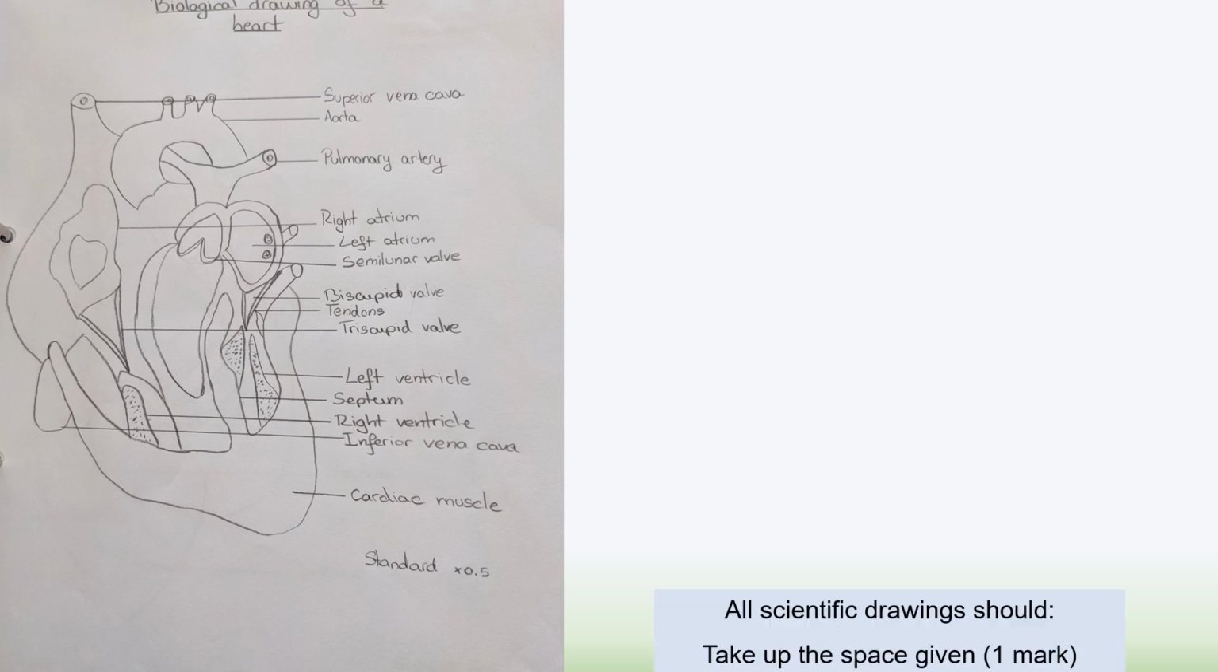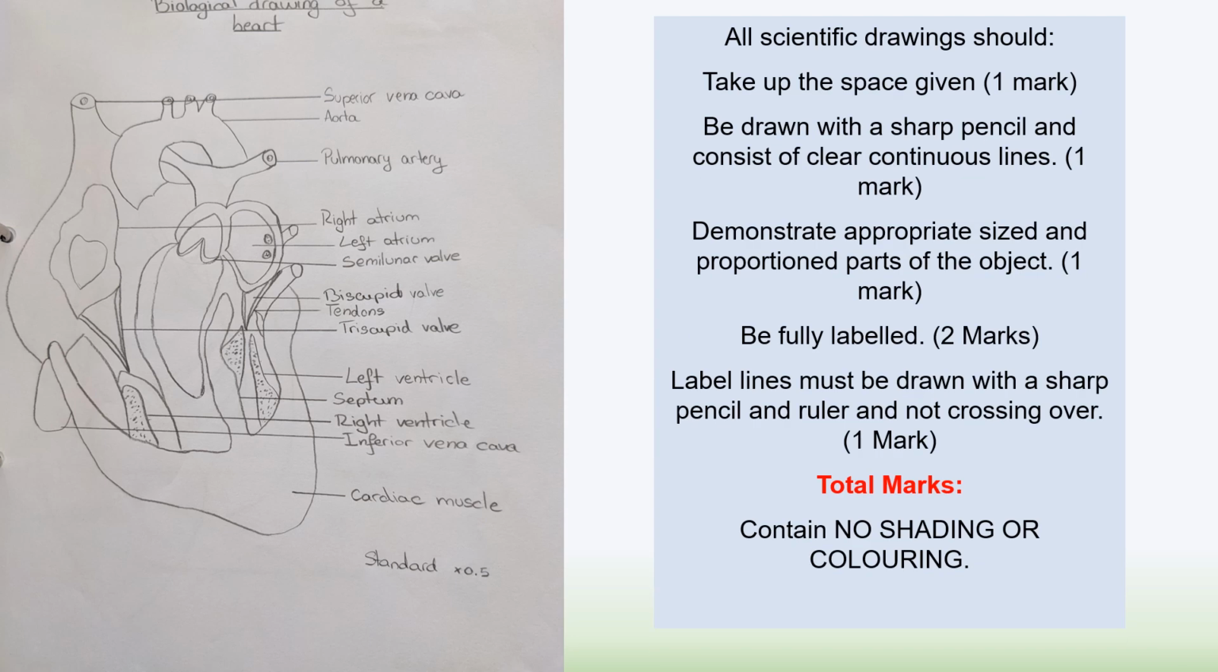You may be asked to do a dissection, and you should be able to do a scientific diagram of the heart, and here you can see the rules of a scientific diagram. They should take up the space given, be drawn in sharp, clear, continuous lines, demonstrate appropriate sizes of the object, be fully labelled, and the label lines must be drawn with a sharp pencil, ruler, and not cross over. Scientific diagrams do not contain any shading or colouring.